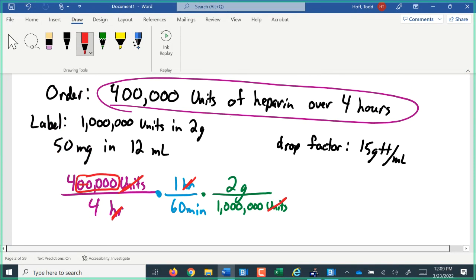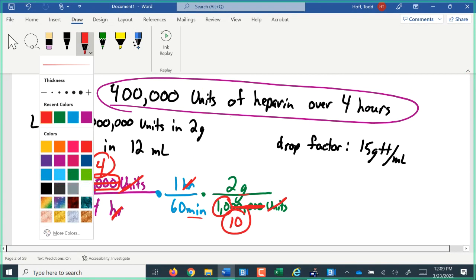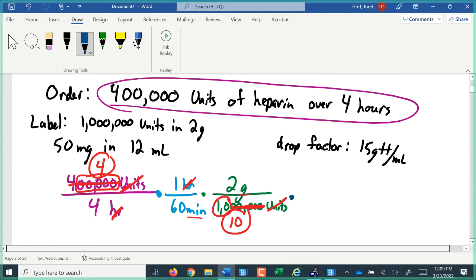I'm also going to cancel out 5 zeros. I'm going to divide by 100,000, so this is going to be 4 here. Dividing out 5 zeros here will make that just a 10. But we are still in grams per minute, which is not what we want. We need to get to drops per minute. We have to get rid of those grams. We do not have any units given in the problem, any conversions or equivalencies with grams in them.